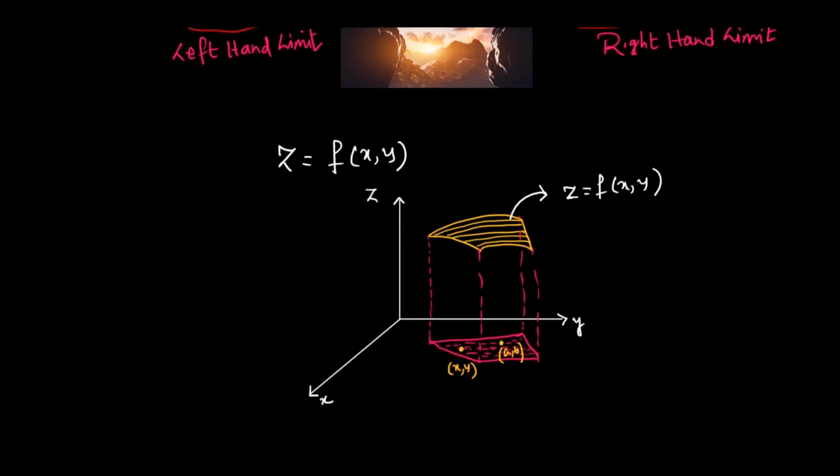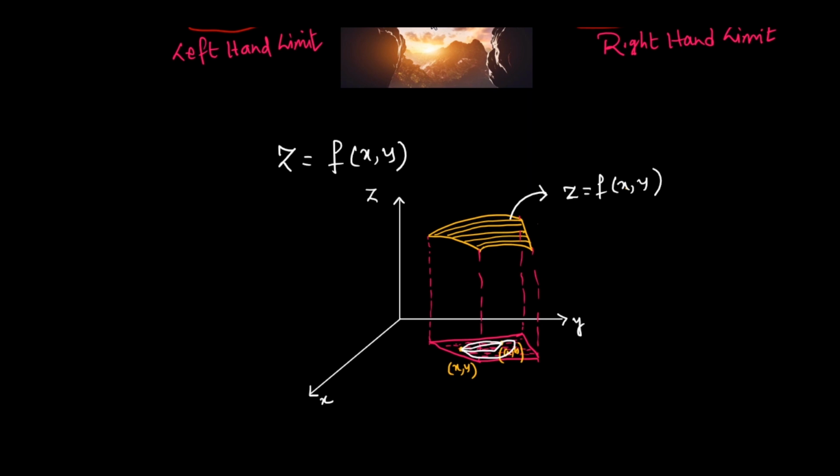That means if I try to draw some, your paths can be something like this. Your paths can be something like this. Your paths can be something like this. Your path can be this. Your path can be anything. Through any path, (x, y) can approach (a, b).